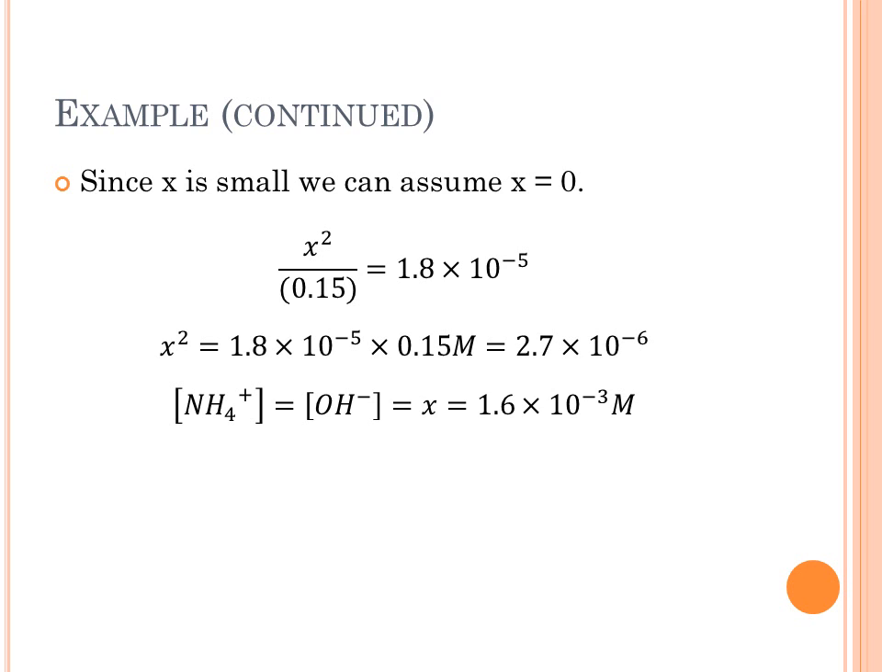Again, since x is small, we're going to assume the ammonia at the end is 0.15 molar, so we can say x squared divided by 0.15 molar is equal to 1.8 times 10 to the negative fifth. Solve for x the same way, and we find the ammonium and the hydroxide ion concentrations are equal to x, which is equal to 1.6 times 10 to the negative third, just like before.